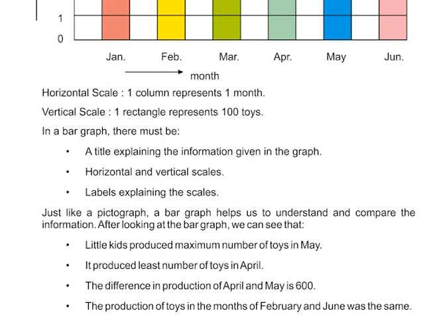Just like a pictograph, a bar graph helps us to understand and compare the information. After looking at the bar graph, we can see that Little Kids produced maximum number of toys in May. It produced least number of toys in April. The difference in production of April and May is 600. The production of toys in the months of February and June was the same.